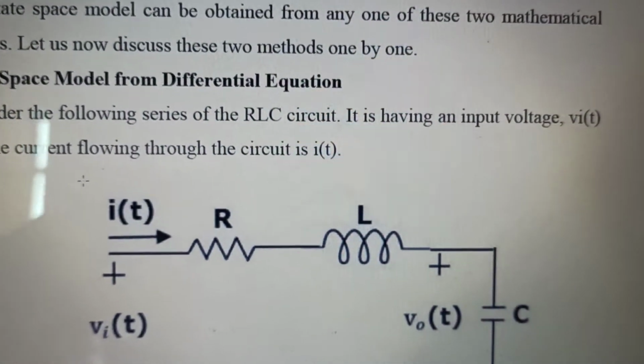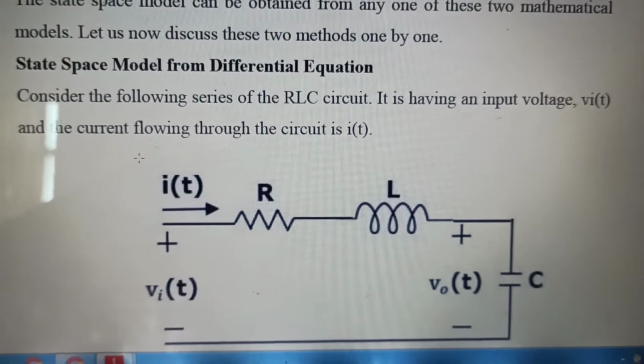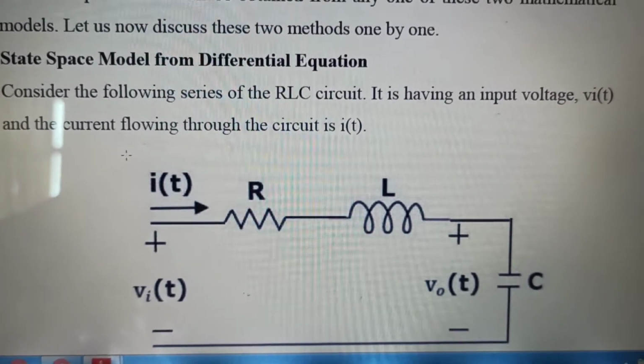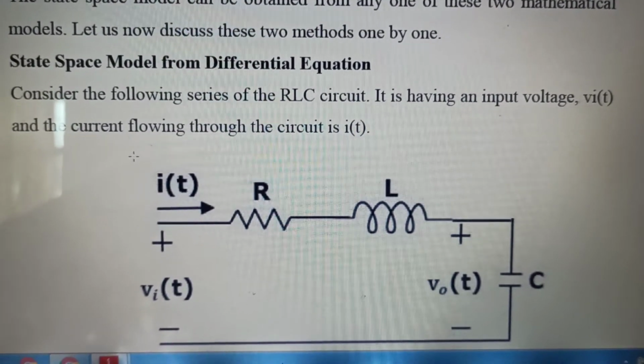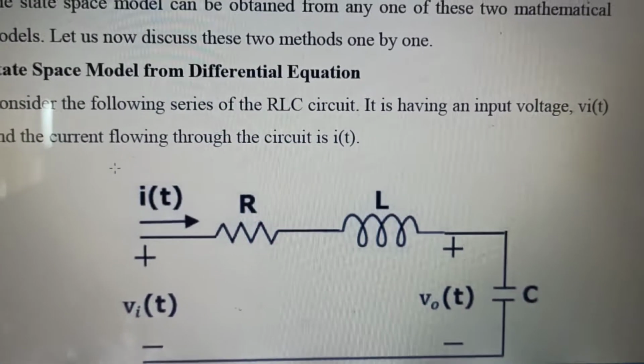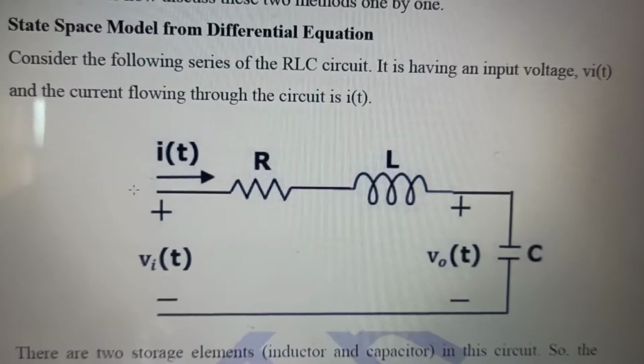Take a simple case of an RLC circuit. I will be assuming that the RLC are connected in series, the input voltage is V_i(t), and the current flowing through the circuit is i(t). I think I am quite clear till this point.